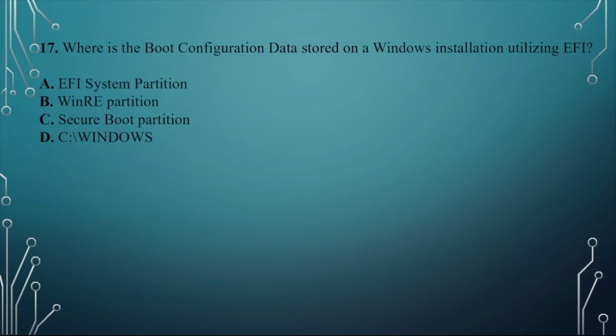Question number 17. Where is the boot configuration data stored on a Windows installation utilizing EFI? A. EFI system partition. B. WinRE partition. C. Secure boot partition. D. C:\Windows. This is the C drive.